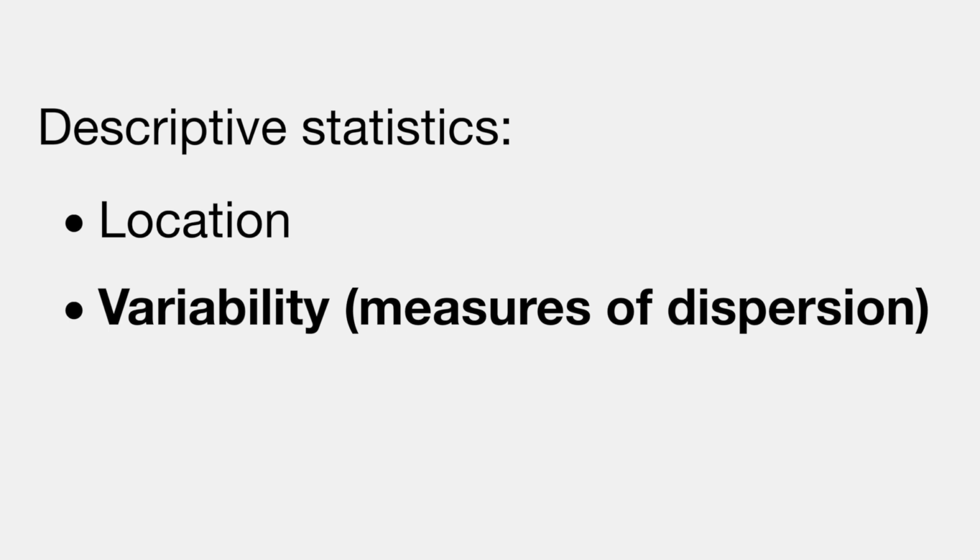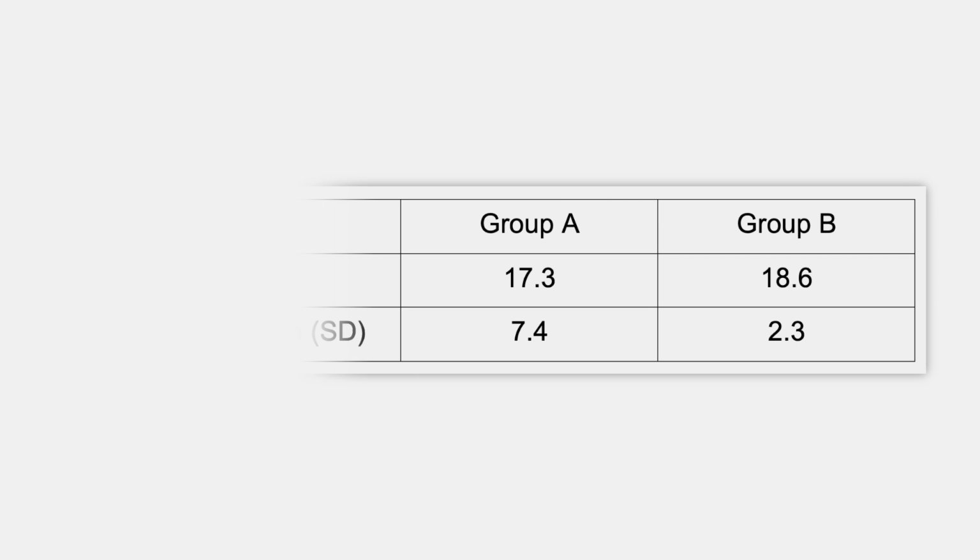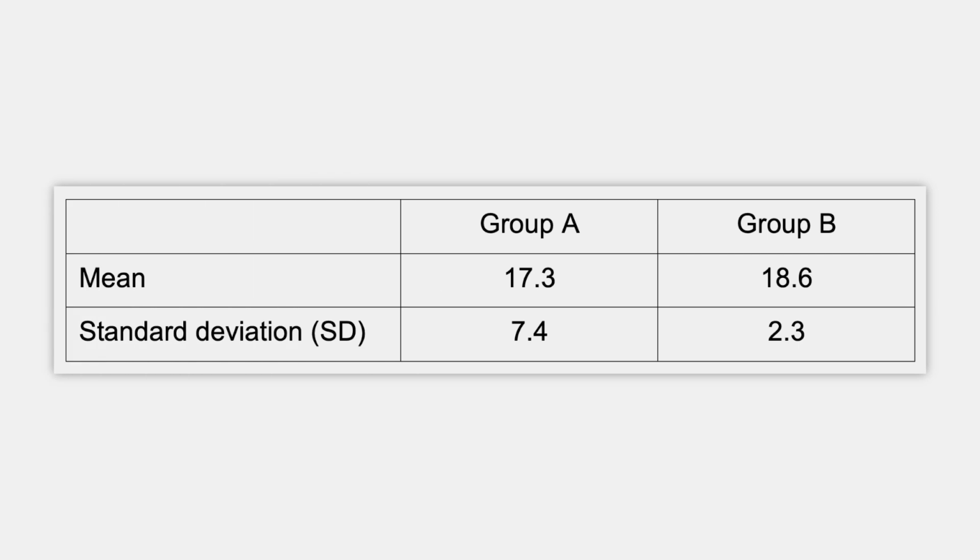A dispersion measure you are certainly familiar with is the standard deviation. It is used for normally distributed data. The advantage of the standard deviation is that it describes the variability of your data in the same unit as the mean value. Hence, it is very easy to interpret. If you see such an example, you immediately understand that there is a lot of variability in group A, much more than in group B.